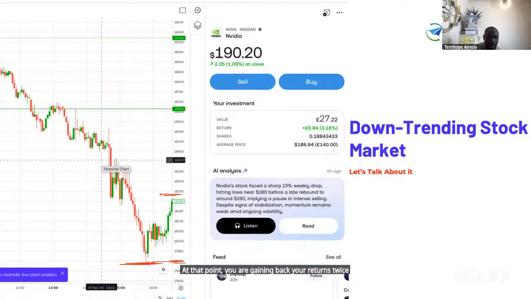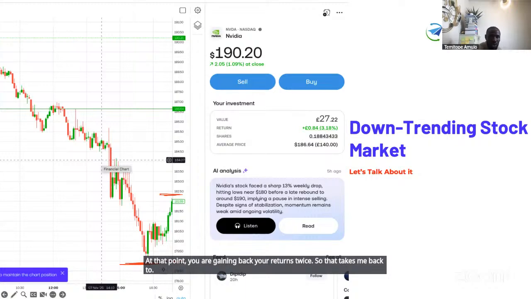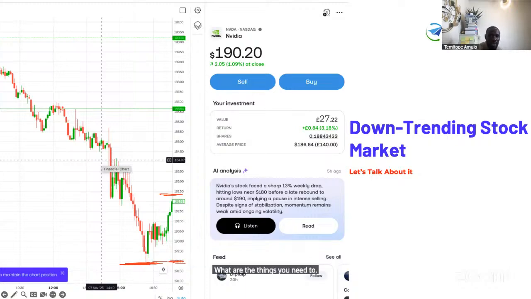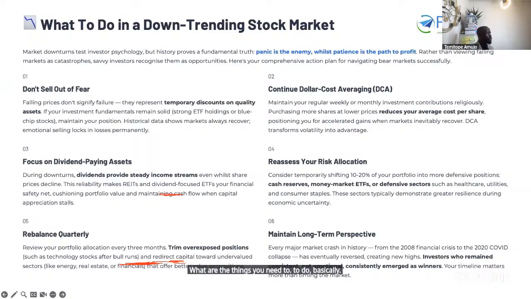So that takes me back to what are the things you need to do basically. Number one, don't sell out of fear. Don't sell out of fear. Many of us may begin to say, sell the shares. I remember there was a stock that I did, and I was showing it to my son. I asked them to download an app that can emulate, it's just like a simulation of investment.